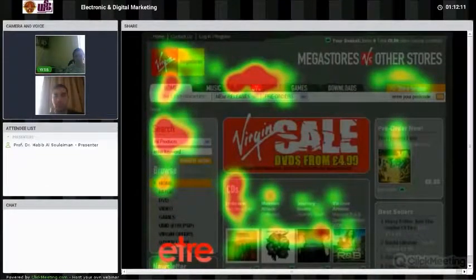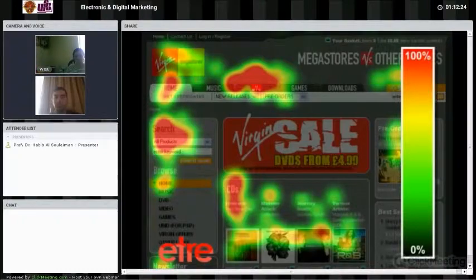Once all users have been through the process, we turn the results into heat maps. Heat maps are perhaps the most revealing of all the outputs from an eye tracking study. While session maps tell you a lot about the behavior of an individual user, a heat map shows you the behavior of an entire group of people.